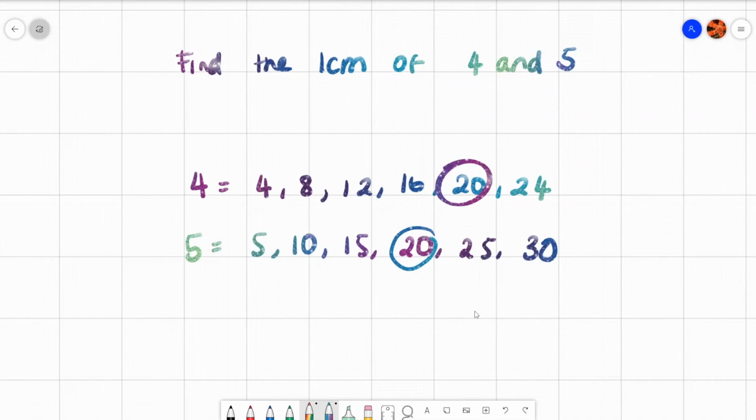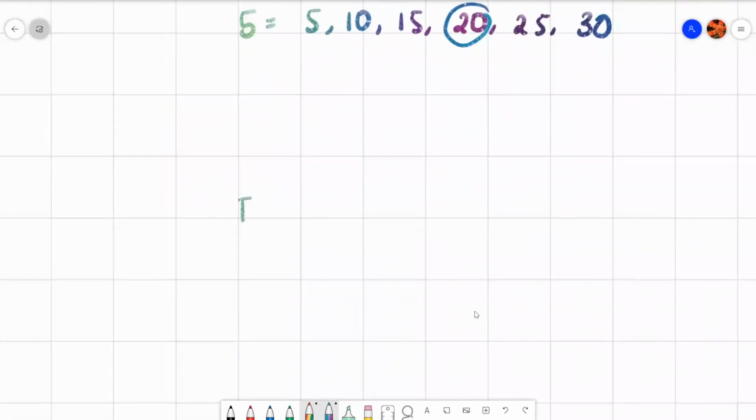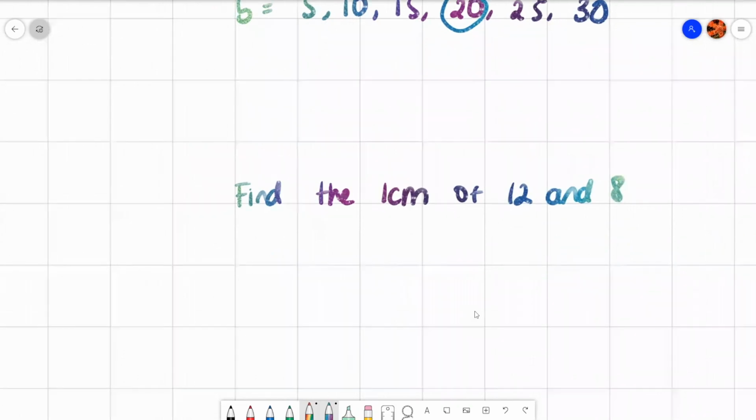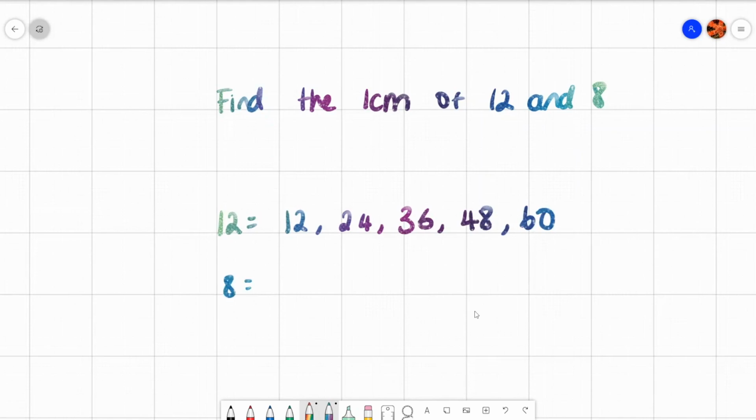Let's have a look at one more example. Find the lowest common multiple of 12 and 8. Again, write down the numbers in the 12 times table and the 8 times table. I'm going to do 12, 24, 36, 48, 60. And then I'm going to write in the numbers in the 8 times table: 8, 16, 24, 32, and 40.